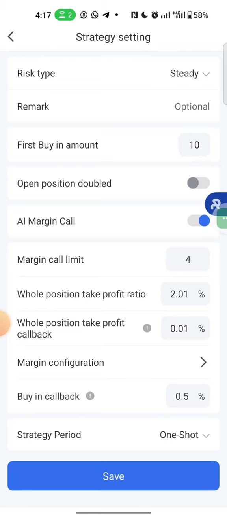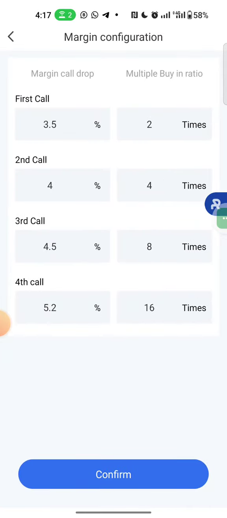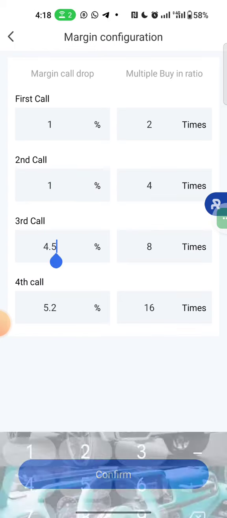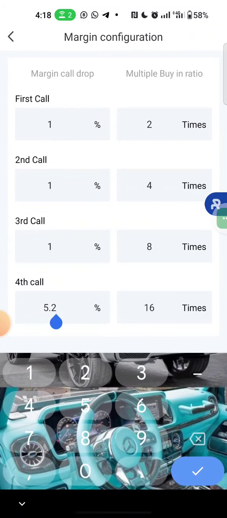Now, since we have set 4 margin calls, we shall come to the margin configuration depending on the signal, because you don't have so many options. If the signal given is a 2%, or if you pick the most negative coin that is in negative 20 or negative 15, and you want to set a 5% drop, a minimum of 5% drop is what I would recommend on every coin you want to trade, especially if you have low capital. So this will be a 1, this can also be a 1, this can also be a 1, and this can also be a 1.